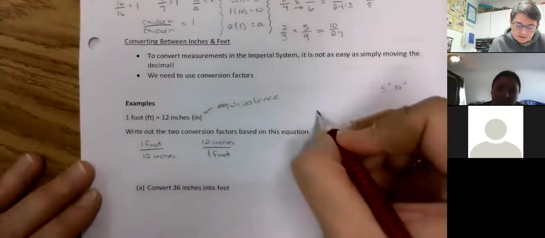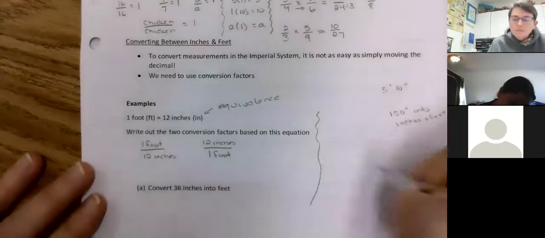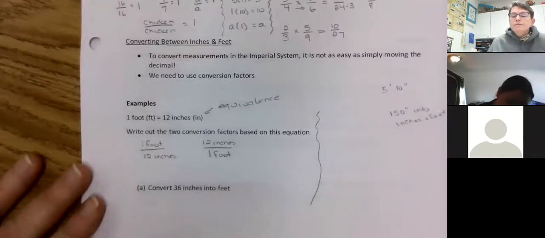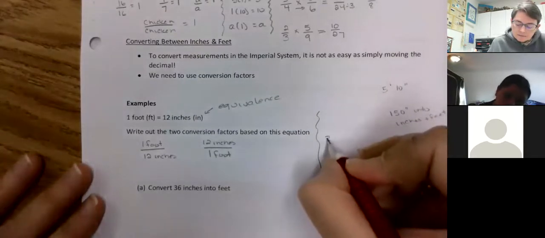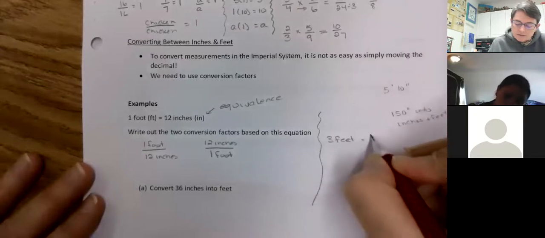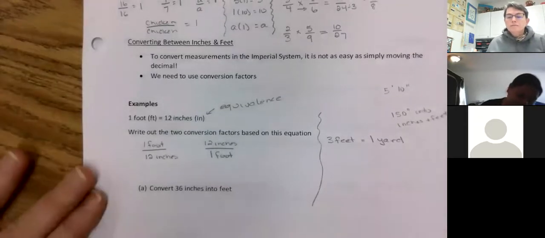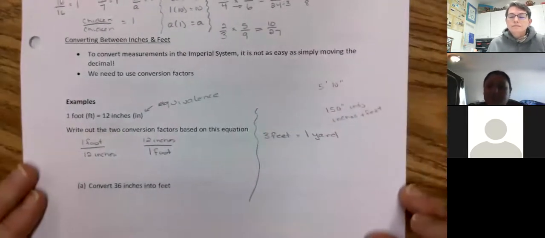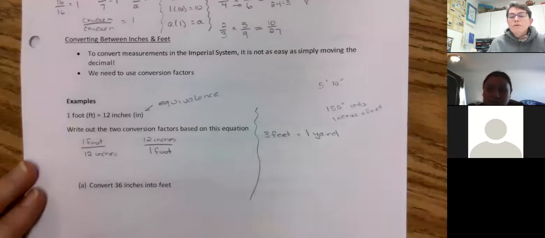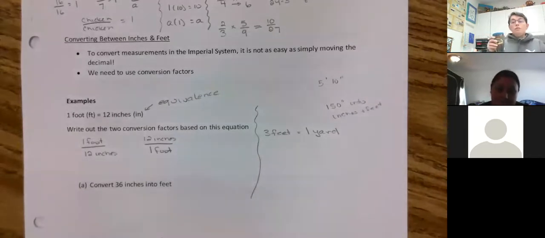So let's say 3 feet is equal to 1 yard. Can you write out the 2 conversion factors for me? Don't overthink this, folks.